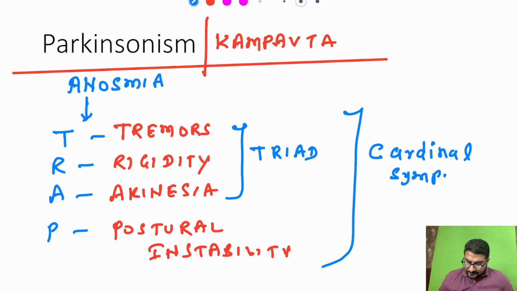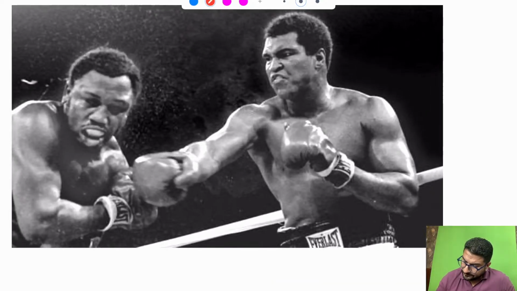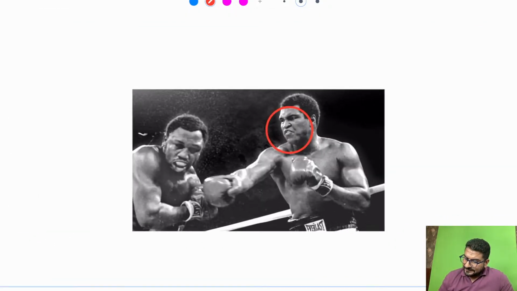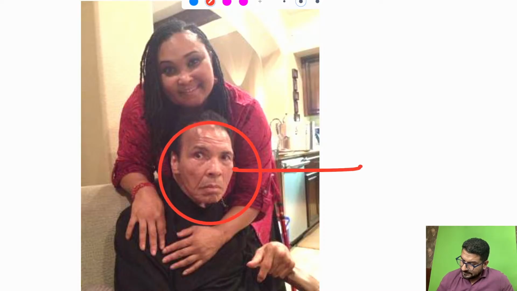If you look at the famous boxer Muhammad Ali, he developed Parkinson's, right? Look at the facial expression. Look carefully, this is an aggressive facial expression. The same Muhammad Ali now, with Parkinson's. Now look, he is getting his photo taken, still he is not smiling. You can see there is loss of facial expression. So this is an expressionless face. Such a face is called typical.